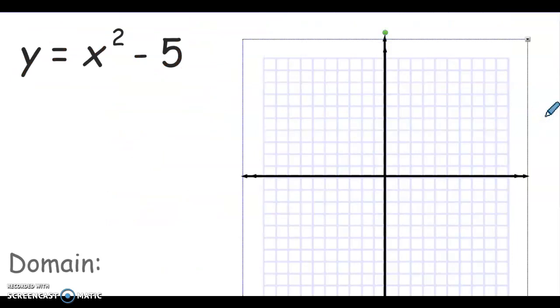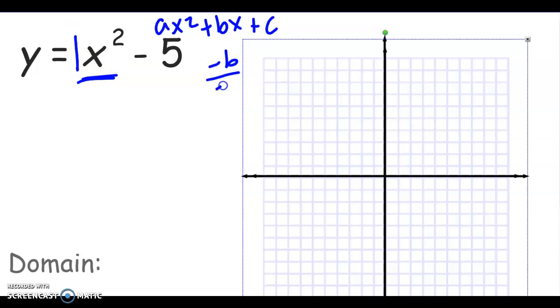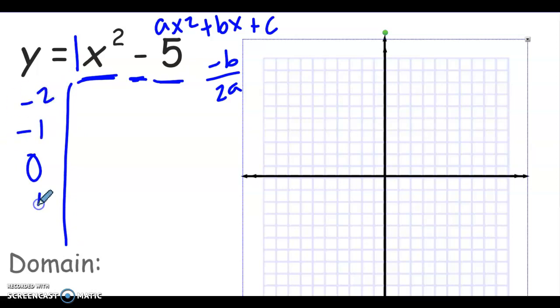Okay, so this time it's a little bit different. This equation's a little bit different because I've got two terms. Okay, so I still have my ax squared plus bx plus c. So what I have here is, since it's squared, there's not really a number in front of it, so it's 1. So remember, we're doing the opposite of b over 2a. And then I don't have a b, but then my c is negative 5. So since I don't have a b, remember, it's just 0, which means my vertex is 0, which means that's my middle number. So I do, again, negative 1, negative 2, 1, and 2.